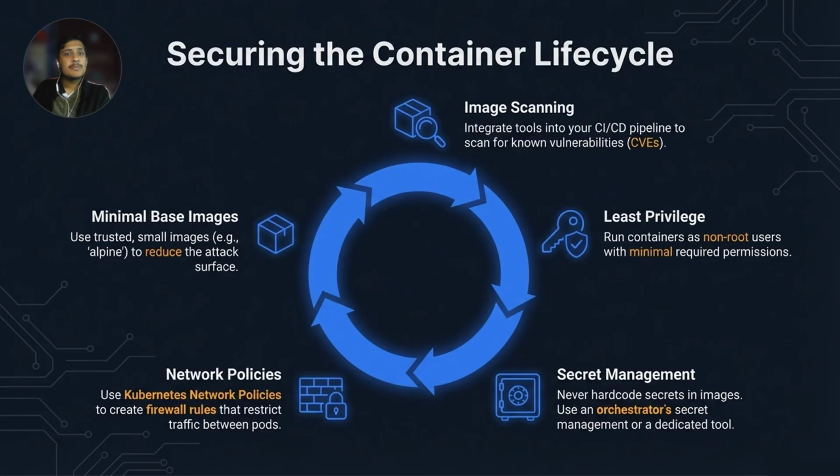Now, security is paramount. We must implement security at every stage of the container lifecycle. Image scanning. We must integrate tools into the CI/CD pipeline to scan for known vulnerabilities in dependencies, commonly known as CVEs. Minimal base image. We should use trusted small images like Alpine Linux to reduce the attack surface. Network policies. We use Kubernetes network policies to create firewall rules that restrict traffic between pods so as to control the spreading of an attack.